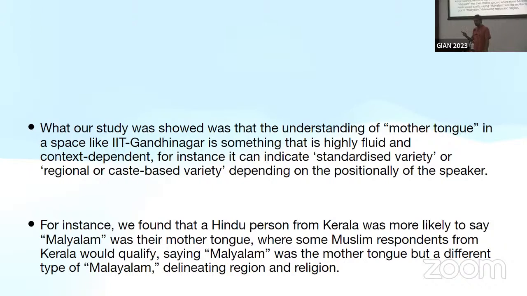Now, some of the respondents questioned that, and the Muslim respondents were more likely to question it. And then you ask why. They were coming from a certain region, one. And two, their region's varieties were, again, not standard. In Kerala there's that religious line, whereas in other places it may not be the same. So region and religion mattered in one state, whereas in another state or region it might be different, in questioning what this mother tongue is.